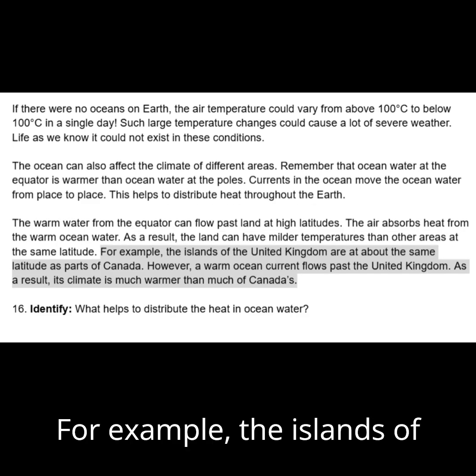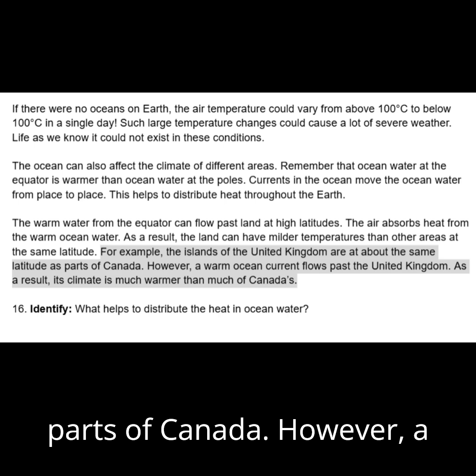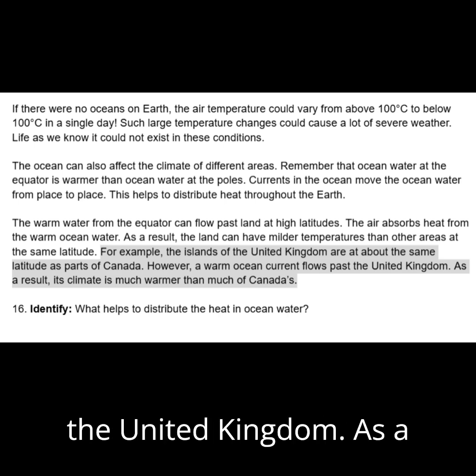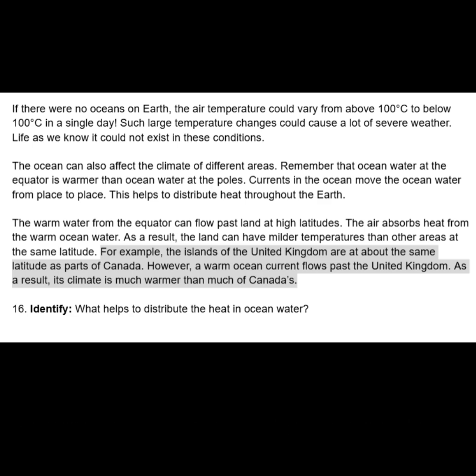For example, the islands of the United Kingdom are at about the same latitude as parts of Canada. However, a warm ocean current flows past the United Kingdom. As a result, its climate is much warmer than much of Canada's.